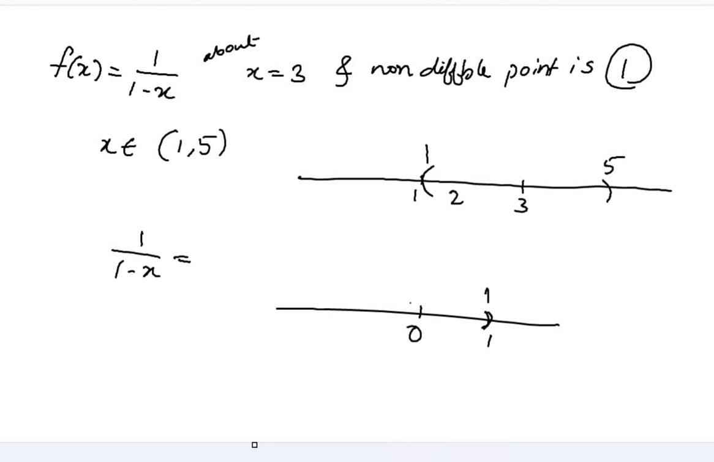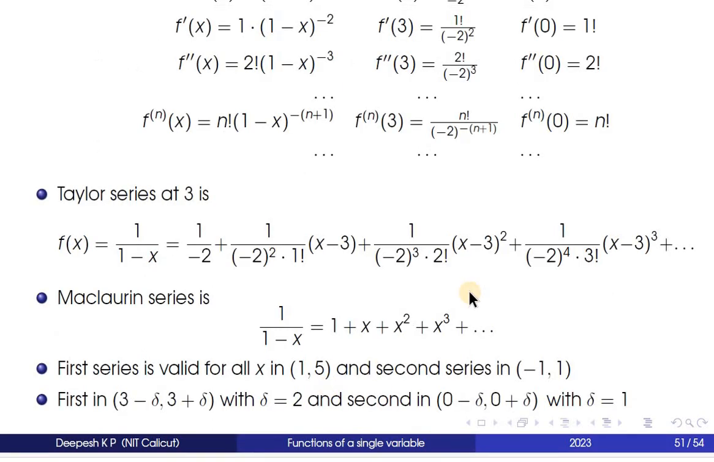To this side it should be 1, and to the left side it should be symmetric, so minus 1. Inside the interval minus 1 comma 1, if you take any x, you can write 1 by 1 minus x as the Maclaurin series, that is this particular series. If you take any point outside the interval minus 1 comma 1, this series expansion will not make any sense. If you put x equal to 2, the left side becomes negative and the right side becomes positive, so they cannot be equal. So inside this interval minus 1 comma 1, this expansion is valid. And if you take any x in 1 comma 5, the first series expansion is valid.